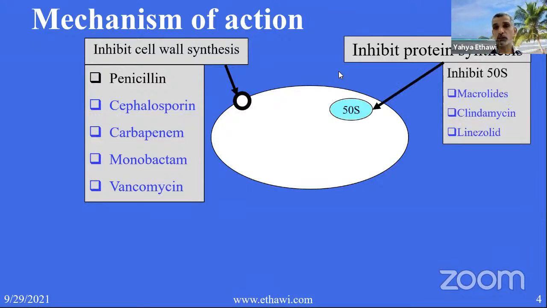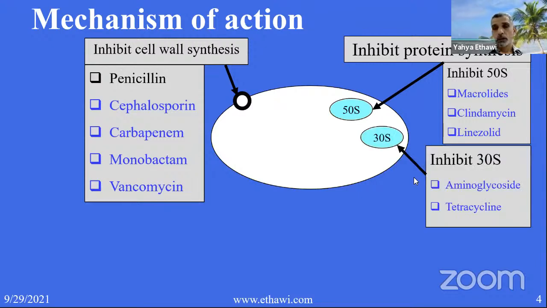And we have the antibiotics that inhibit the synthesis of protein through either the 50S subunit or the 30S subunit. Examples of antibiotics that inhibit the 50S subunit are the macrolides, clindamycin, and linezolid. Those that inhibit the 30S subunit are aminoglycoside and tetracycline.